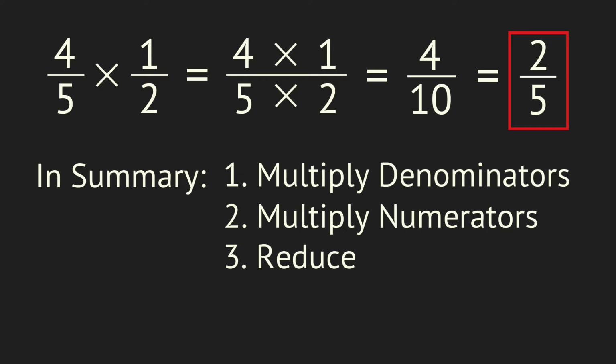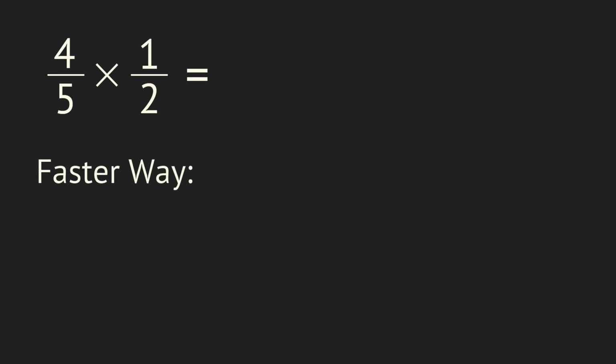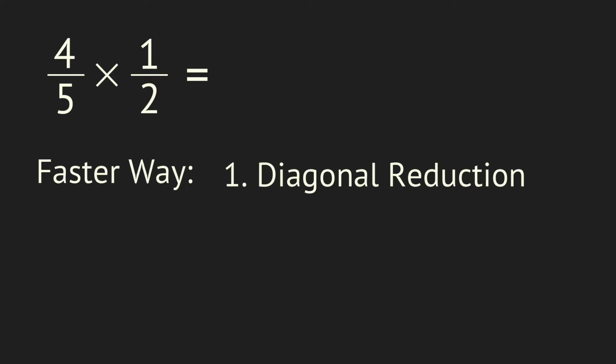Remember that when we were simplifying our answer in the example, we found both the numerator and the denominator of 4/10 were divisible by 2? It turns out we could have gotten rid of those 2's right at the beginning of the problem. Here's how. Let's start the example over. First we do what I call diagonal reduction. We look at the numerator of the first fraction and the denominator of the second fraction. Now we divide out any common factors of 4 and 2.